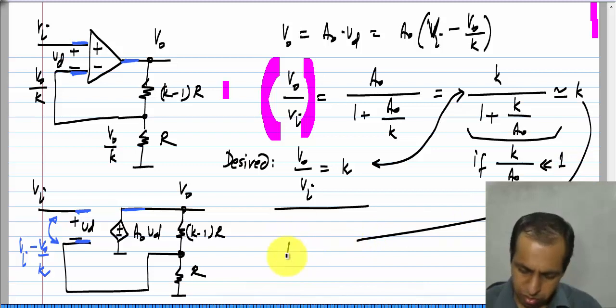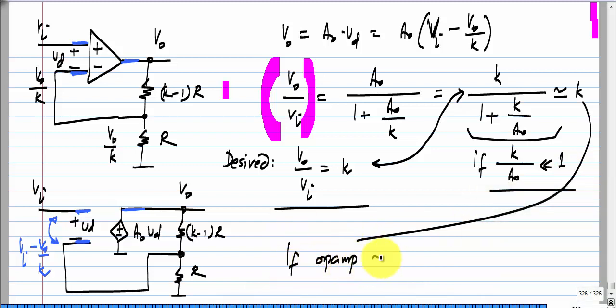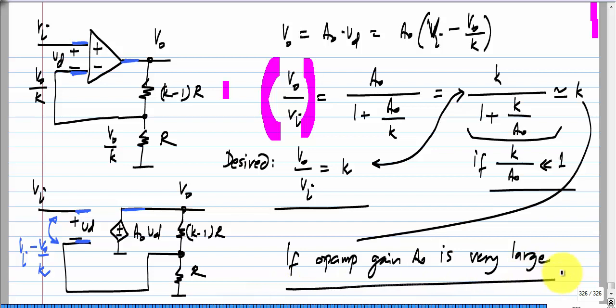So, this is true if op amp gain A naught is very large. Okay. So, this is the reason we need a very large gain in the op amp. The gain of this amplifier is K, which depends only on ratio of resistors. Okay. It depends on this resistor and that resistor. Okay. So, this is an amplifier using negative feedback using an op amp, okay, and it gives us a feedback controlled amplifier of a gain which is very close to K. Okay.